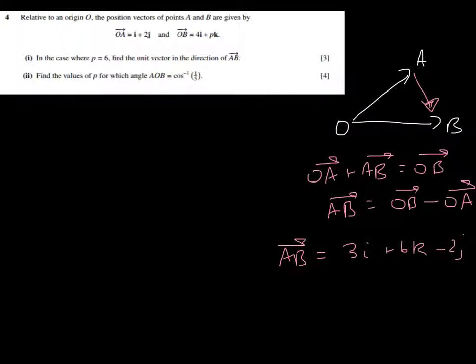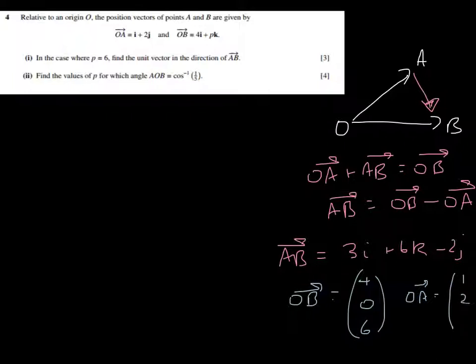If you want to make that a bit clearer, we could draw out OB like this. So OB is 4, 0, and then, because there's 0j component, and then 6 for k, and we could say the vector OA, if we write it out in column notation, is 1, 2, and then 0. So then you can see that when I subtract that, 4 minus 1 is 3, 0 minus 2 is negative 2j, and 6 minus 0 is 6k.